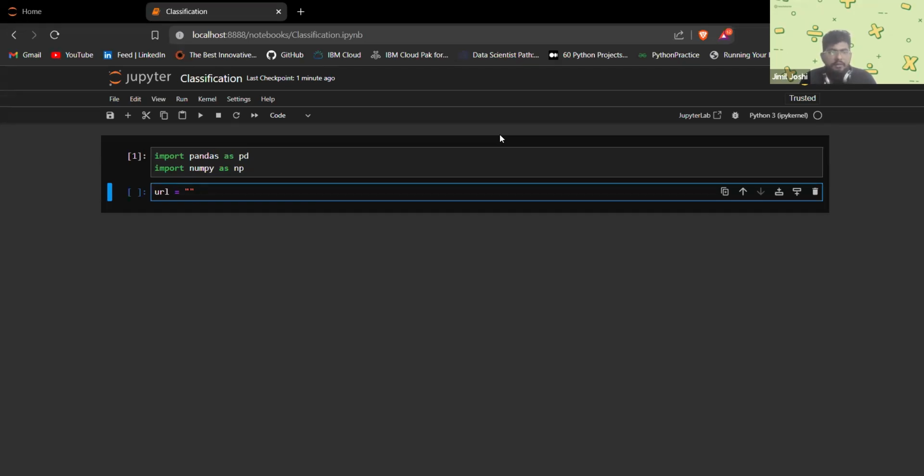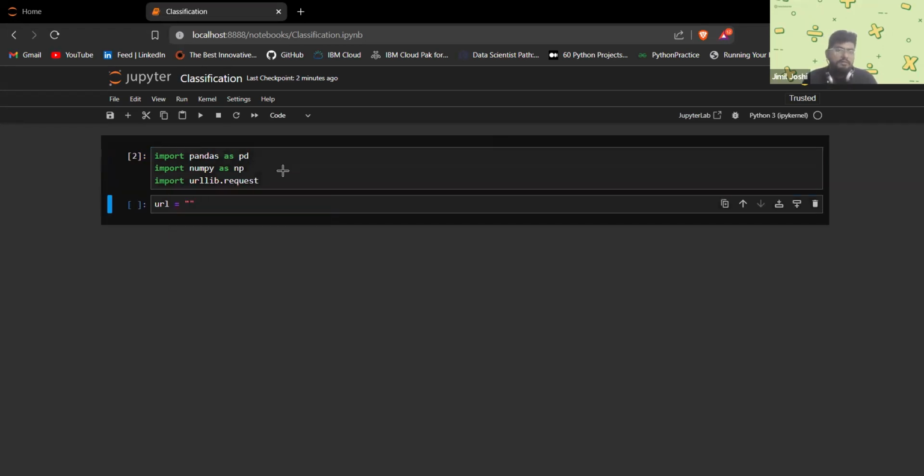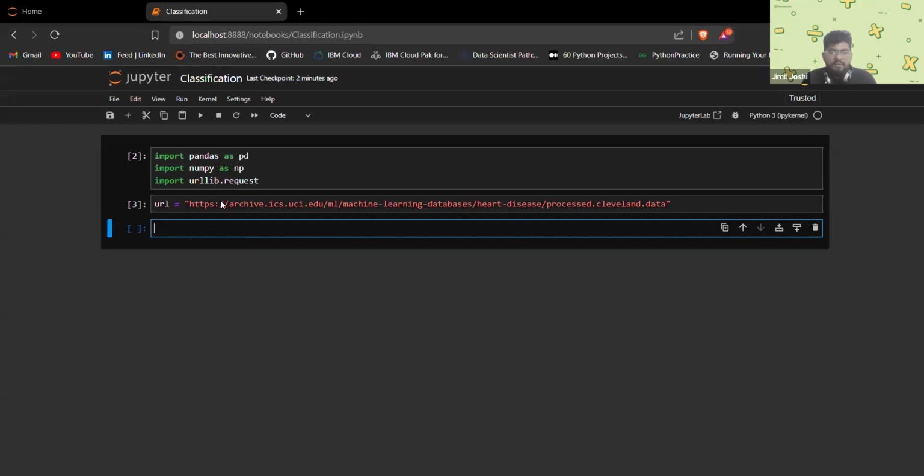So now we need one more library over here, urllib, because we are going to scrape this data from the website. So import urllib.request. We can import this and I can paste this URL over here in a variable named URL. We can just run it. And we can retrieve this particular data from the URL.